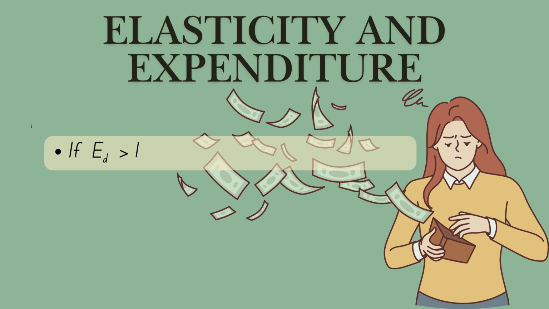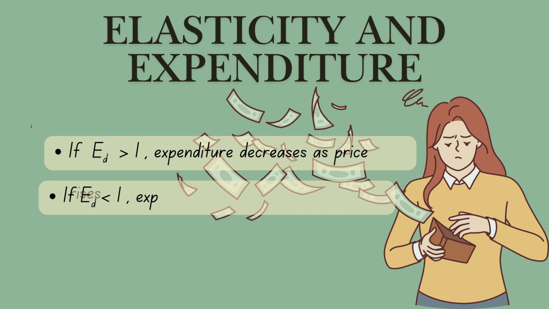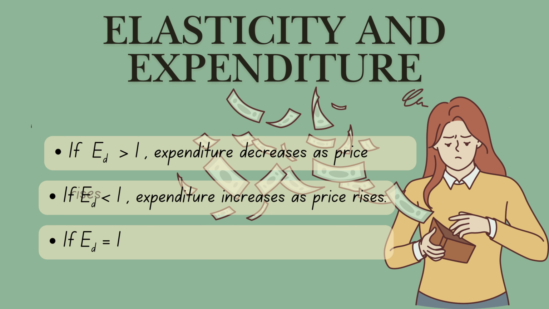If our elasticity of demand is greater than 1, then our change in expenditure would be negative. Thus, expenditure decreases as the price rises. If our elasticity of demand is less than 1, then our change in expenditure would remain positive. Thus, expenditure increases as price rises. If our elasticity of demand is equal to 1, or unitary elastic, then our change in expenditure would remain 0, and therefore our expenditure remains unchanged.